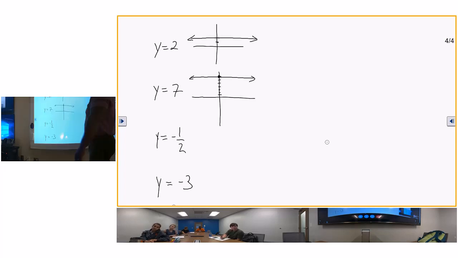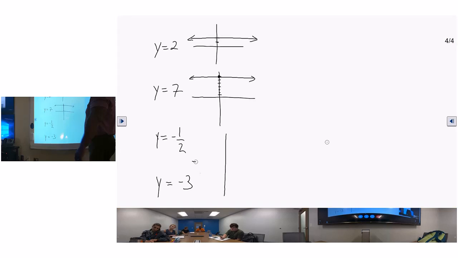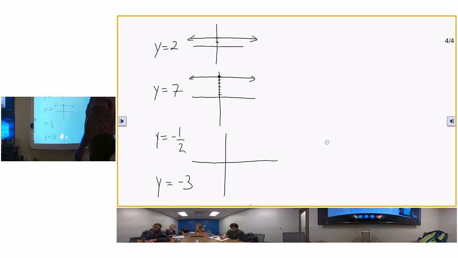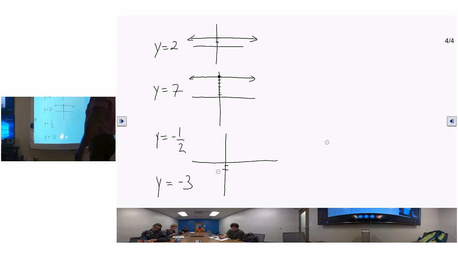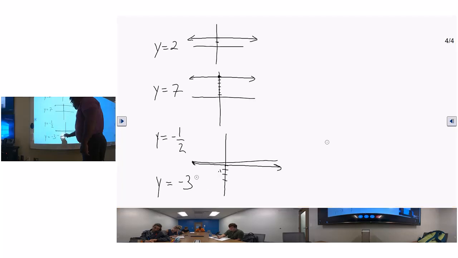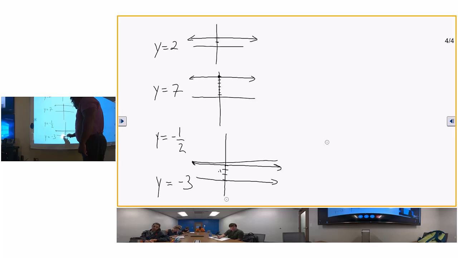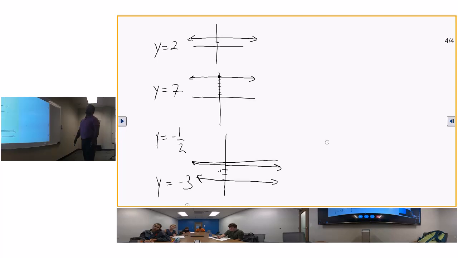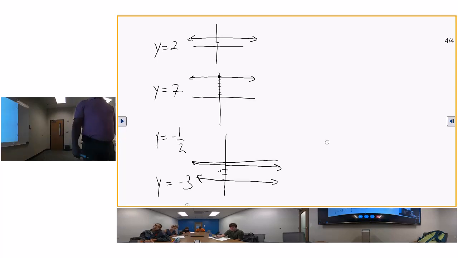Y is equal, I'm going to draw these both on one graph. Y is equal to negative 1/2. There's negative 1, negative 2, negative 3. So the line looks like a horizontal line. So anytime y is equal to a number, what kind of line is it? It's a horizontal line.